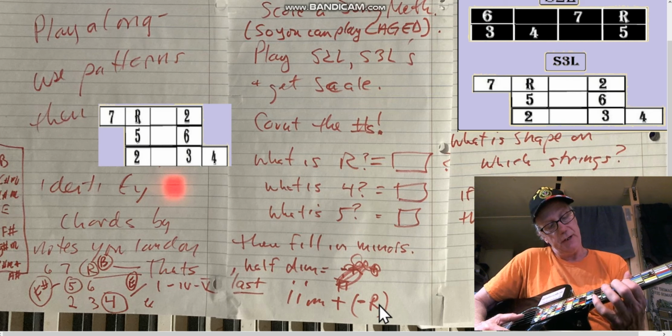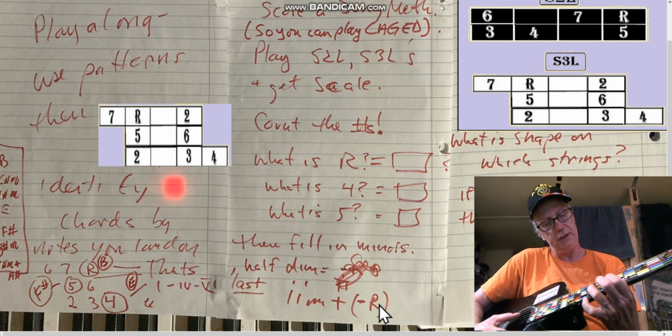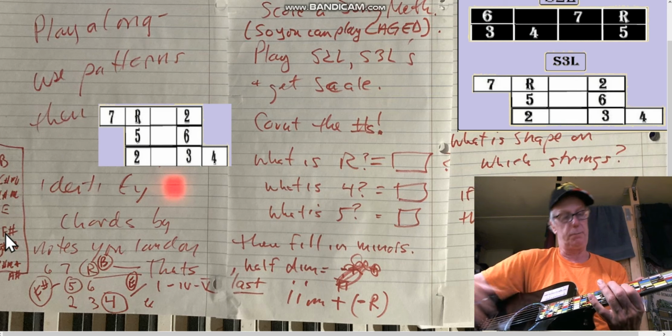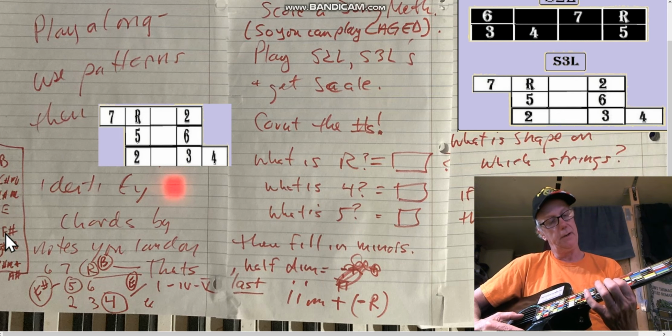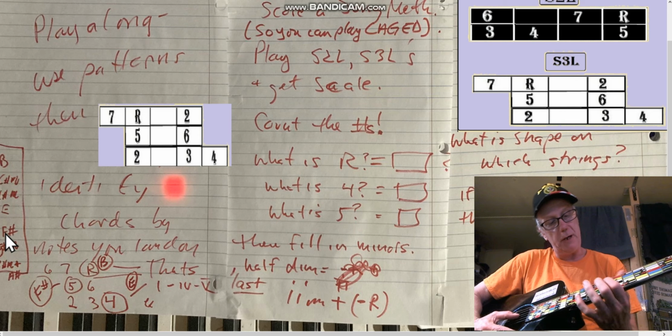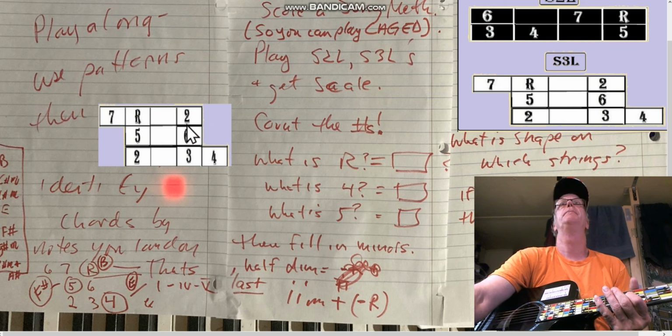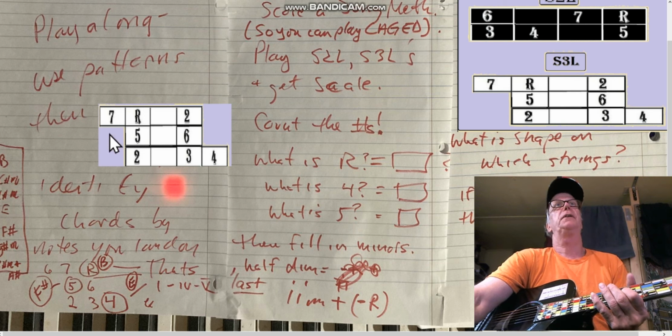Let's see what we got here. We got 7 root 2, 2 root 7, 6 5. Okay, so the fifth here, we find the fifth is F sharp right here. 6-5-4-3-2. If I'm on that five, I'm not going to go down here for the fourth unless we're in an S3XL. The S3XLs are the longer patterns, right? I didn't write it right there. I think it's in back of this.